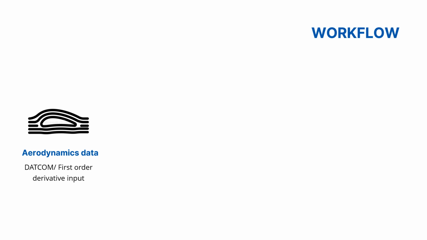Let's delve into the workflow of our Aircraft Stability Analyzer app. Firstly, users input aerodynamics data for their aircraft, and this can be done in various ways. The first is entering first-order derivative aerodynamics data from software or wind tunnel testing. The second is uploading a .out file from DATCOM software. The third is selecting presets from the app, which include popular aircraft models like the Cessna 747 and more.